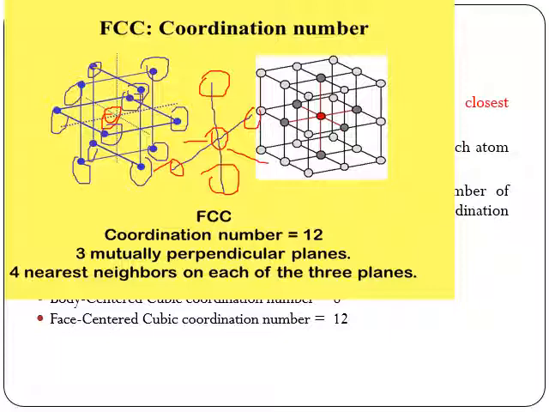You can see it here. So this red color atom is at the center. You can see 1, 2, 3, 4, and like that, one more 1, 2, 3, 4. So there are 3 planes which are perpendicular to each other, and you can have that one. Okay, there are 12 atoms at the face centered cube.